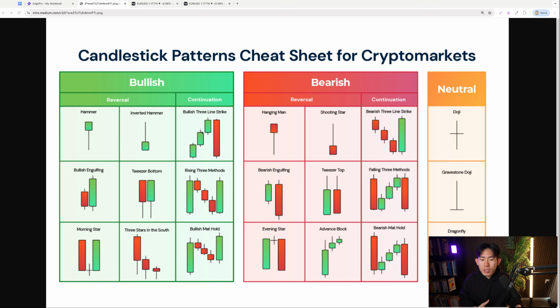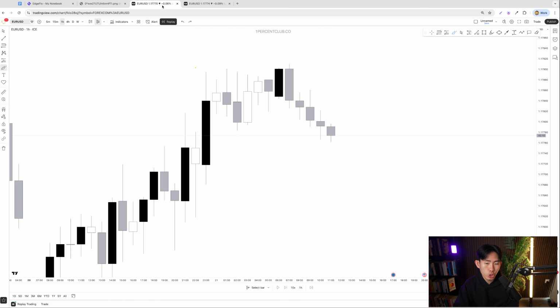So as a result, I just came up with my own method of using candlestick patterns, and that is to just observe the momentum and the pressure of the candlesticks just by looking at the anatomy of the candlestick itself.